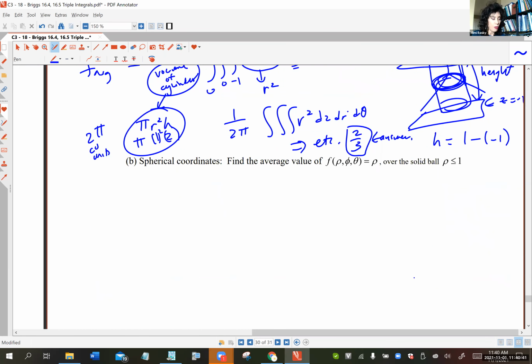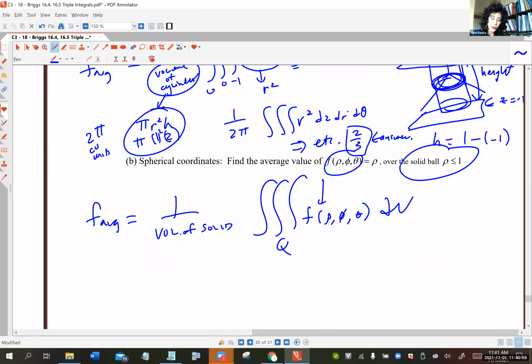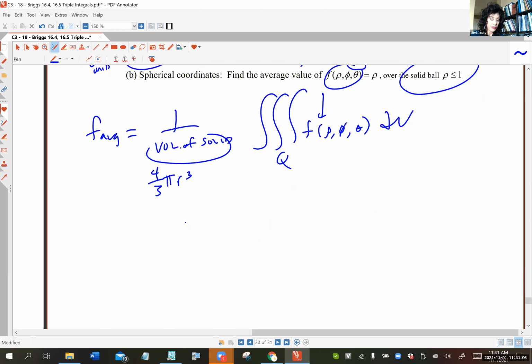Now, what about spherical coordinates? So you're still going to have 1 over the volume of your solid. And triple integral, put your F here, whatever it is that you're trying to find the average value of, and then your volume element. Okay, they're giving you a solid ball. So you're going to use 4/3 pi r cubed to get the volume of a solid. So 4/3 pi 1 cubed, because they gave you the radius. And so this is going to be 1 divided by 4/3 pi times this triple integral.